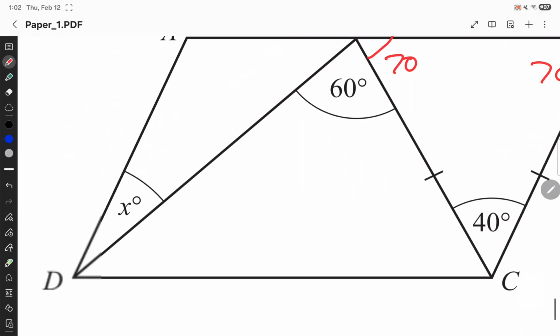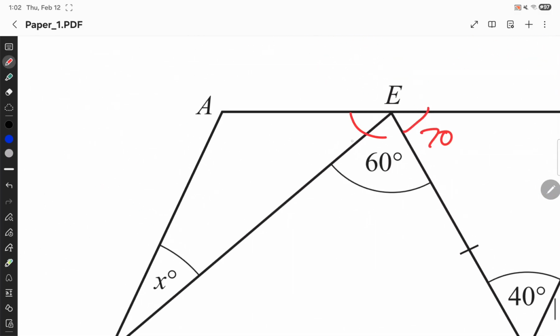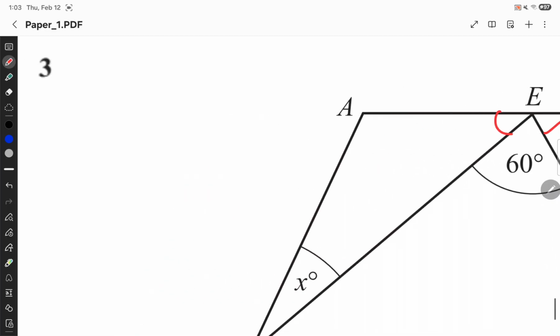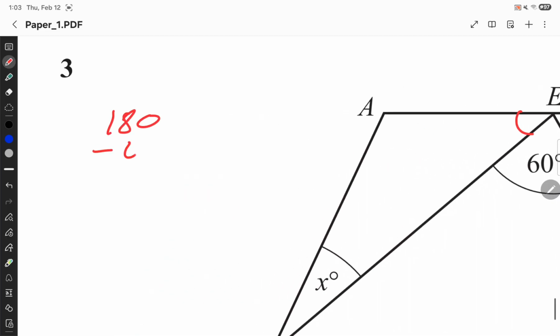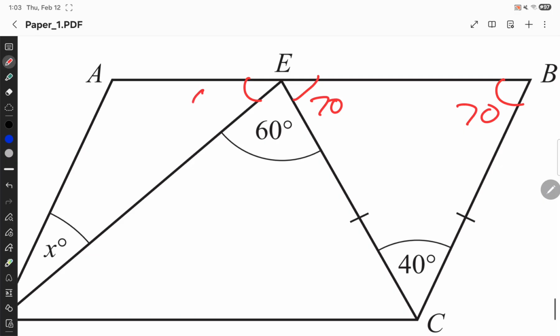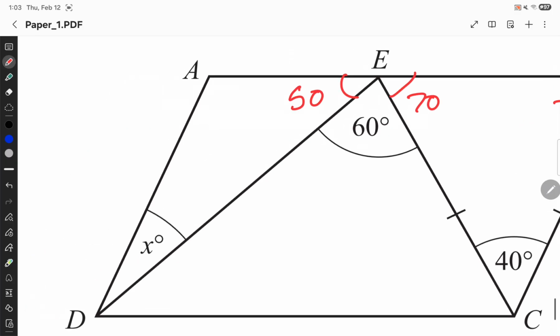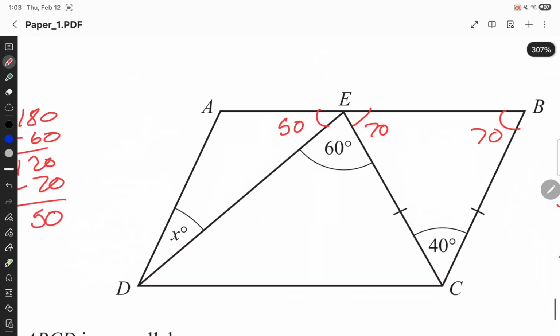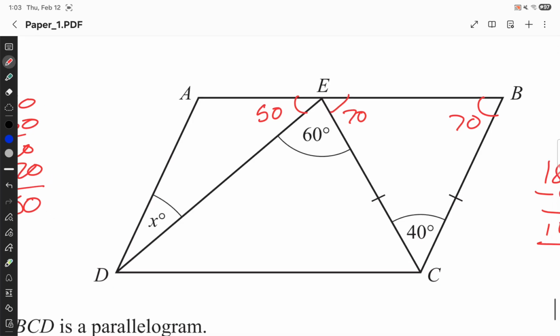Similarly, this will also be 70. We can complete this angle: 180 minus 60 is equal to 120, minus 70 is equal to 50. So this is 50. Nice. Now 50 and x, we know that this angle should also sum up to 70.